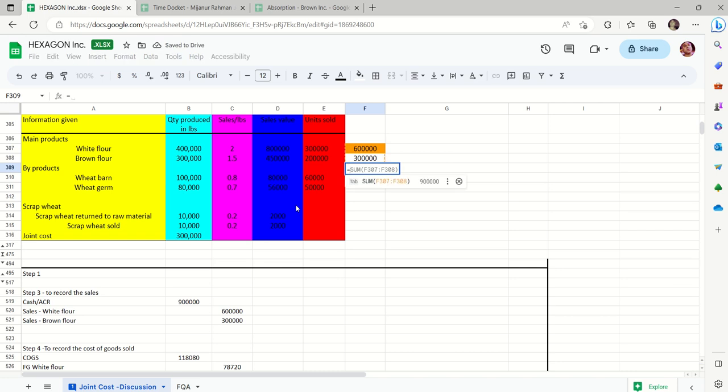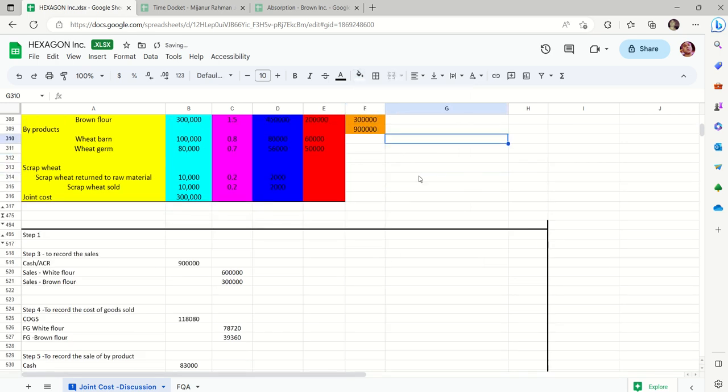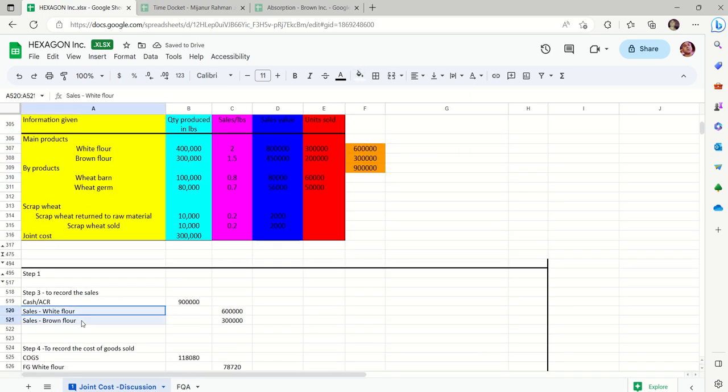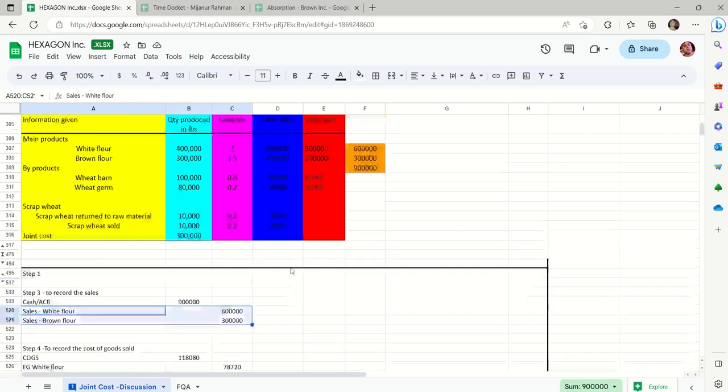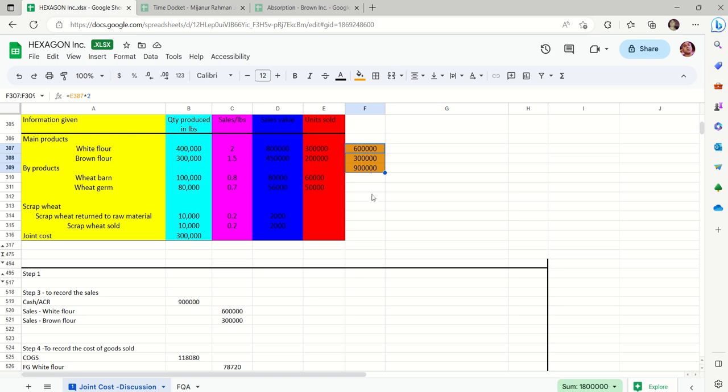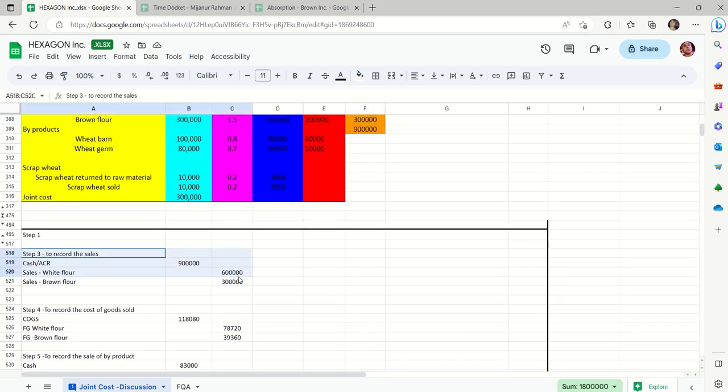We add this to the 600,000 plus 300,000. That would give us 900,000, highlighted in orange right there. What we do is first we recognize the cash or accounts receivable, 900,000, and then we credit the white flour and brown flour with respect to their sales value, 600,000 and 300,000. Obviously, this is what is sold in the market. This is not at the cost of the goods sold.